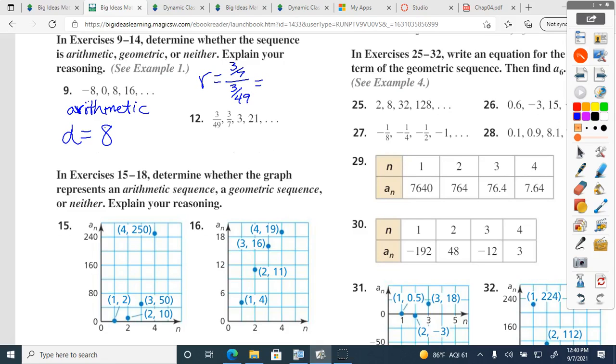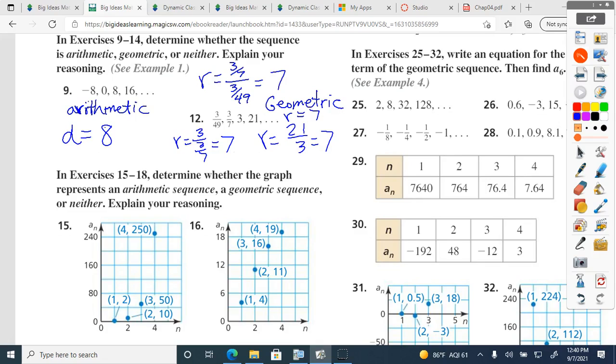3/7 divided by 3/49. What'd you get? You got 7. So if this is geometric, I better get 7 for the other 2. So what is 3 divided by 3/7? It's also 7, and the last one's pretty easy. What's 21 divided by 3? 7. So this is geometric. And why is it geometric? Because it has a common ratio of 7. Everybody good?